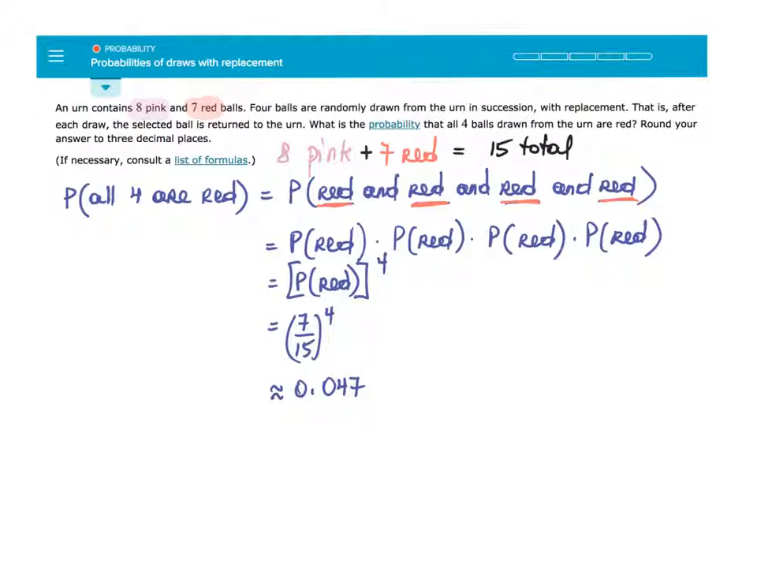Because each time we pull out a ball, that new choice is independent of a previous choice or the choice that comes after, we are dealing with the multiplication rule of independent events. So this probability of all 4 being red could be expressed as the probability of getting red and then red again and red again and red again.